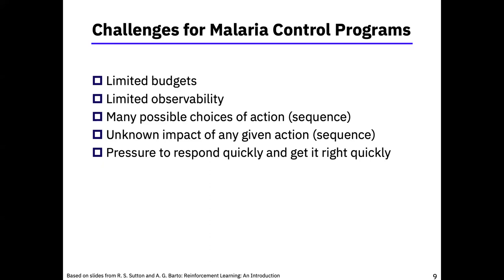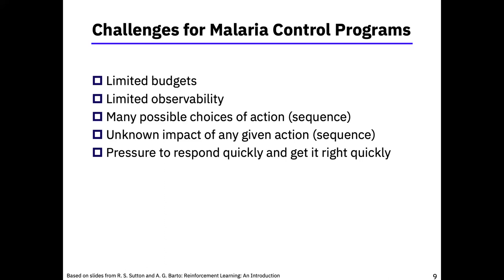So there's limited observability. With that said, there are also many possible choices that they can implement. We call these actions, right? So there are many possible actions that they can do, and thus many possible sequences of actions. And it's unknown what impact any particular action will really have. We may be able to estimate it, and we may be able to infer what it was, but you don't actually have the ability to see what the actual impact was. And just as anywhere, there is a significant amount of pressure to put the right interventions in place because these things are impacting lives.